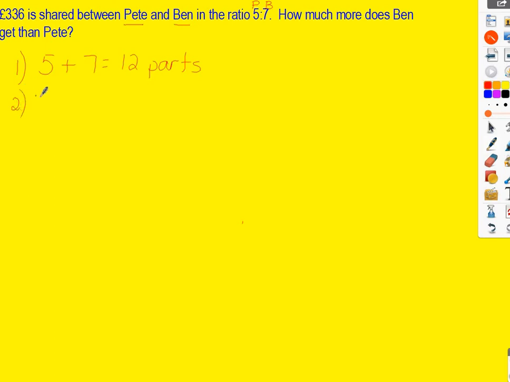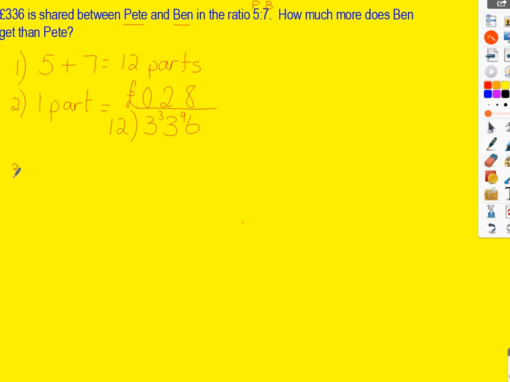Stage number 2, finding the value of 1 part. So here we're going to take what we have to share out, which is £336, and we're going to divide it by the total number of parts, which is 12. How many 12s in 3? There aren't any. 0 in your answer. Carry over the 3. How many 12s in 33? Well, 2 12s are 24, so that's going to give you a remainder of 9. How many 12s in 96? That's 8. So that means that every one part is going to be worth £28.